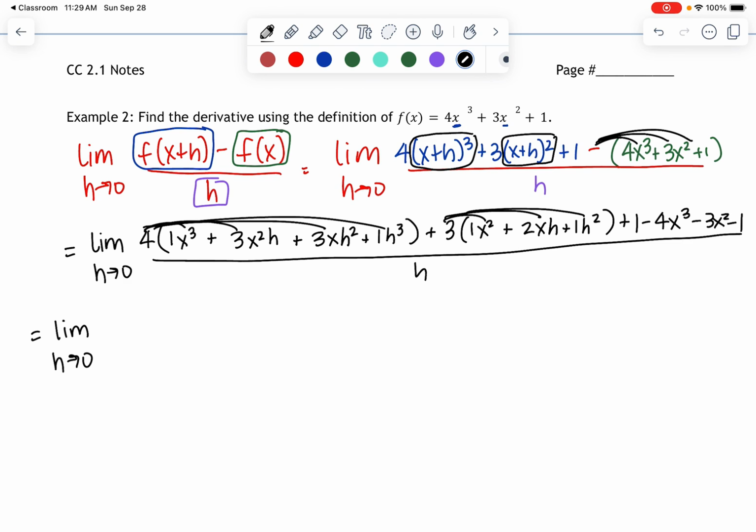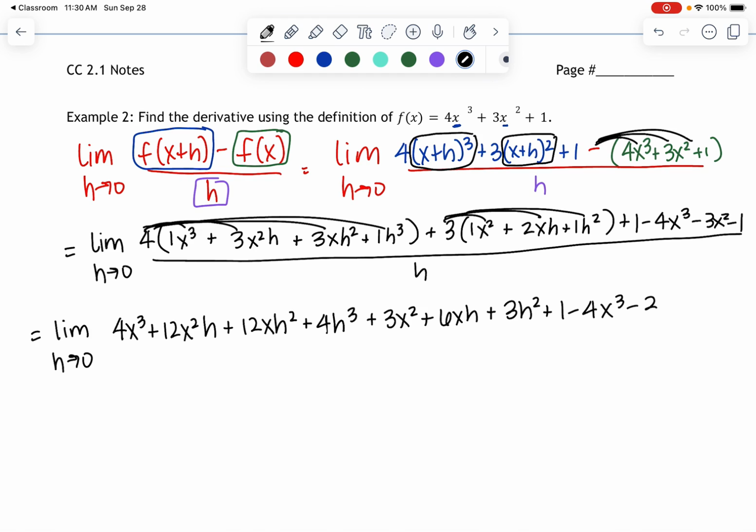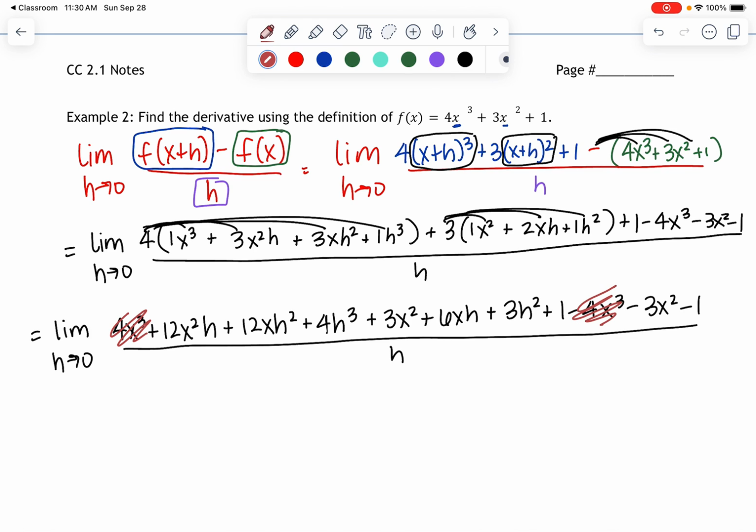So the limit as h approaches 0 of 4x cubed plus 12x squared h plus 12x h squared plus 4h cubed plus 3x squared plus 6xh plus 3h squared plus 1 minus 4x cubed minus 3x squared minus 1, all over h. Then we'll cross out whatever we can cross out. Looks like we've got a 4x cubed and a negative 4x cubed, a 1 and a negative 1, and a 3x squared and a negative 3x squared.